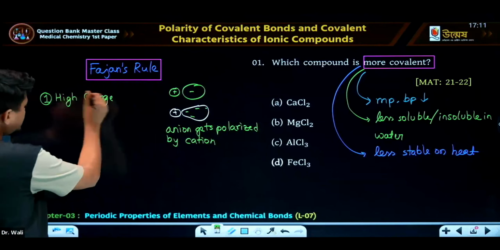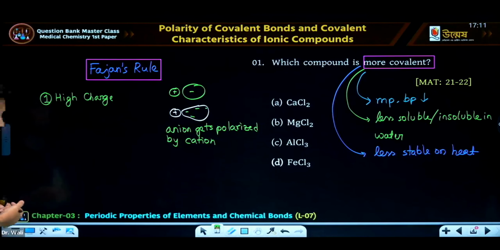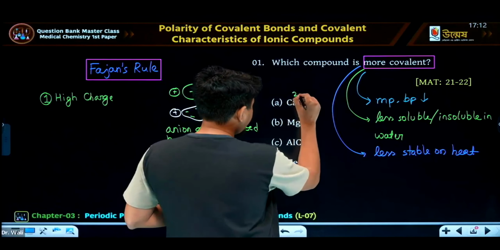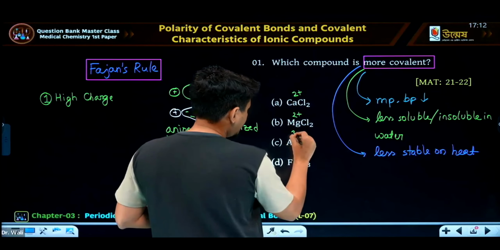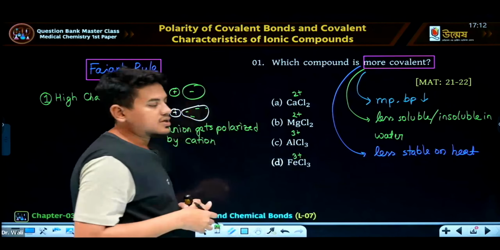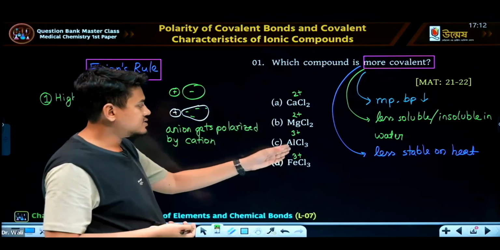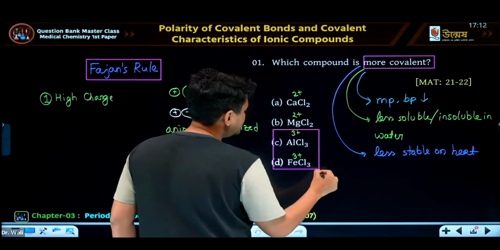In this way, the first condition is fulfilled. If high charge, then the chance of polarization is more. If we look at these options, we may find that calcium is positively charged, magnesium is positively charged, iron is positively charged, and their charges are not equal. Considering all the charges, we have already excluded these two options. Now we are left with these two options.